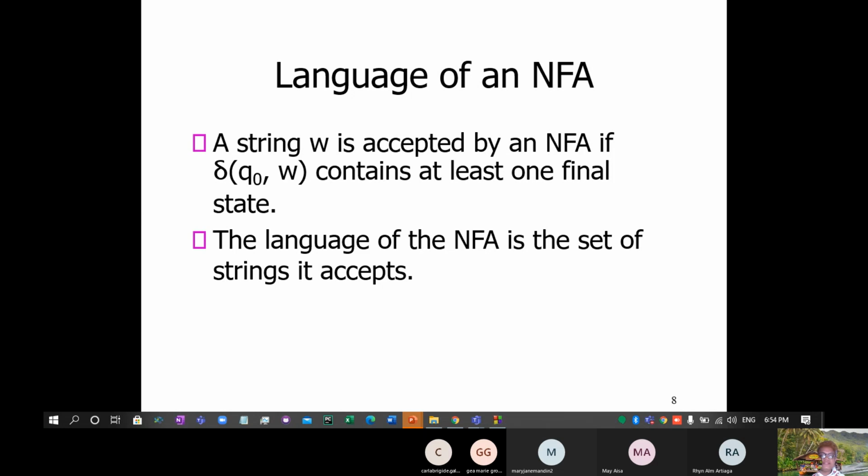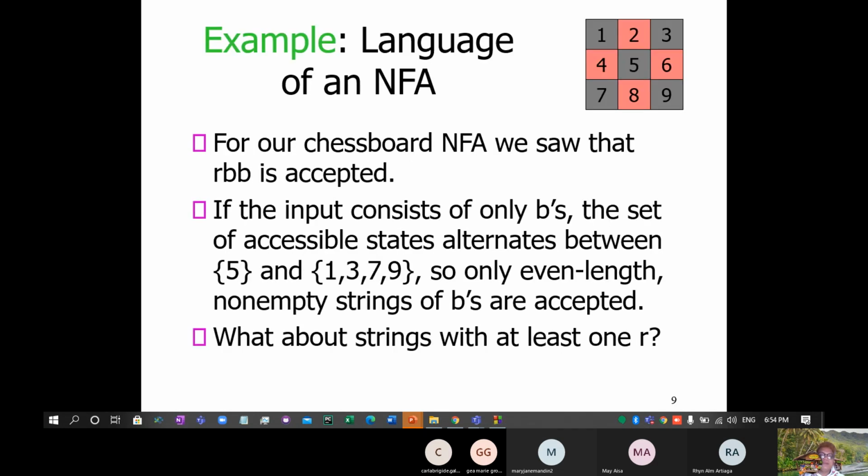The language of the NFA is the set of strings it accepts. So example, language of an NFA. For our chessboard NFA, we saw that RBB is accepted. If the inputs consist of only Bs, the set of accessible states alternates between sets 5 and 1, 3, 7, 9. So only even length, non-empty strings of Bs are accepted. Atong black. What about strings with at least one R?